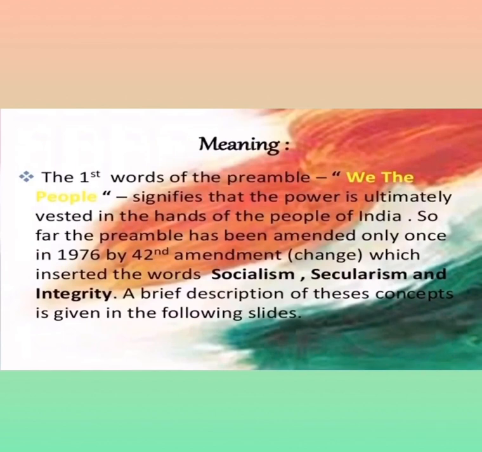Here is the meaning. The first words of the preamble, "we the people," signify that the power is ultimately vested in the hands of the people of India. So far, the preamble has been amended only once, in 1976 by the 42nd Amendment, which inserted the words socialist, secular, and integrity. A brief description of these concepts is given in the following slides.